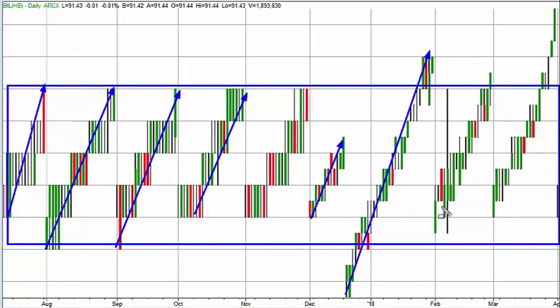Get a little exception there, a little exception there. But basically, it's still pretty sideways. But you get the same dynamic of starting low at the beginning of the month, ending high at the end of the month.